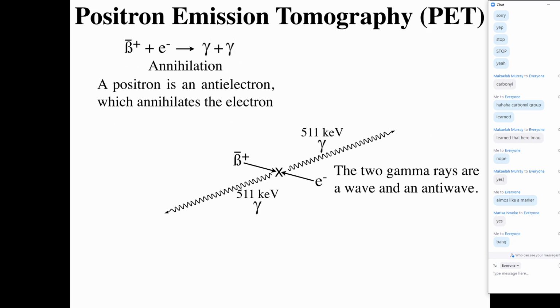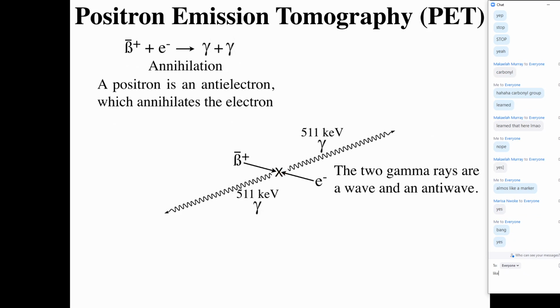But here's what happens. If they hit with just the right amount of initial energy to overcome the activation barrier, you'll get a wave and an anti-wave. Because of conservation of momentum, one is going one way, one is going the other. So if I could put a machine here to detect it, could I trace it back and figure out where the collision occurred? And in doing so, could I figure out, that's where the positron must have been existing?